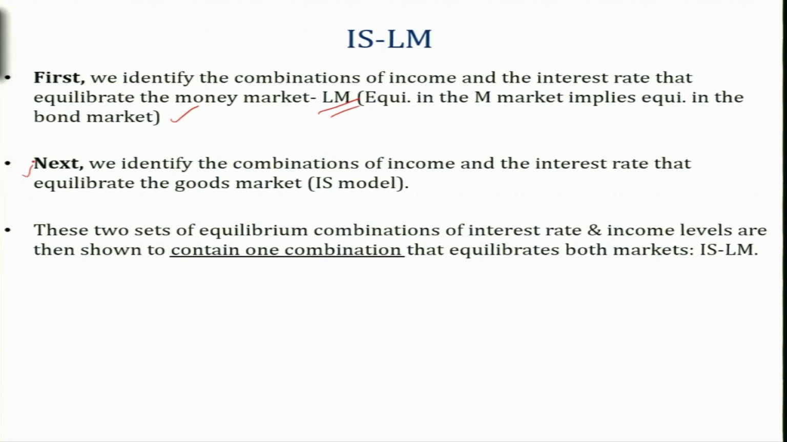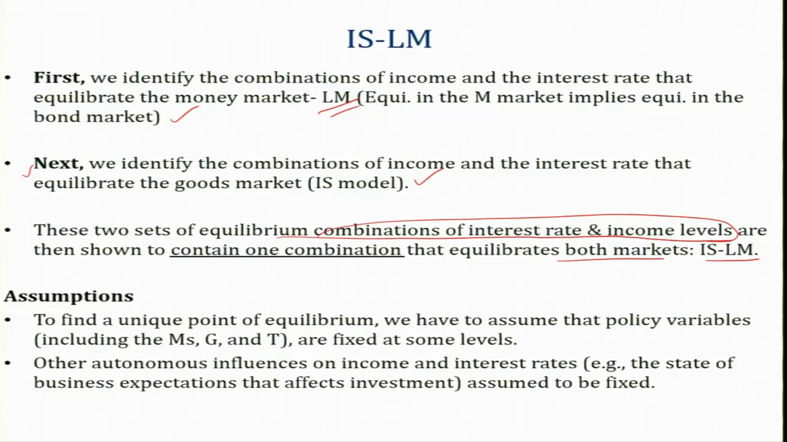Next, we identify the combination of income and interest rate that equilibrate the goods market. We are going to call it the IS model. These two sets of equilibrium combinations of interest rate and income levels are then shown to contain one combination that equilibrates both markets, that means ISLM. So, in the final ISLM model, we find the equilibrium combination of interest rate and income level when the goods market is in equilibrium, the money market is in equilibrium, and finally both markets are in equilibrium at a combination of interest rate and income level.